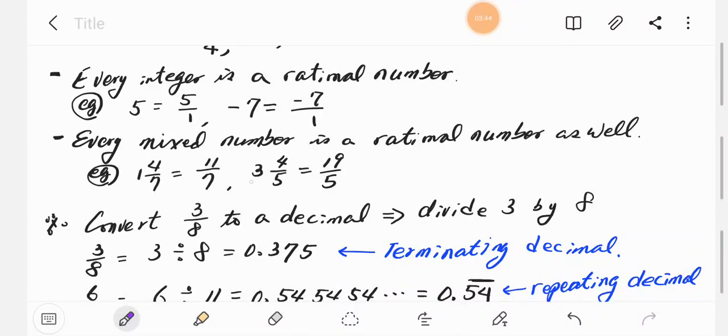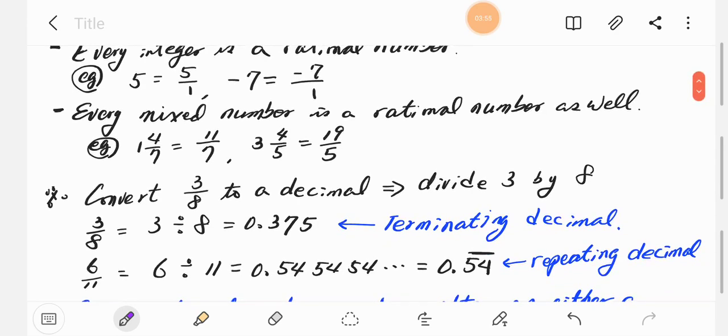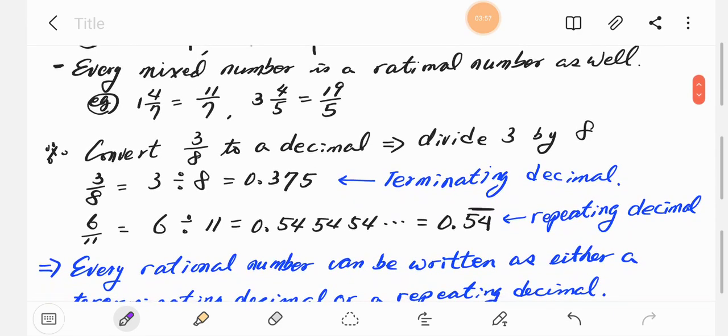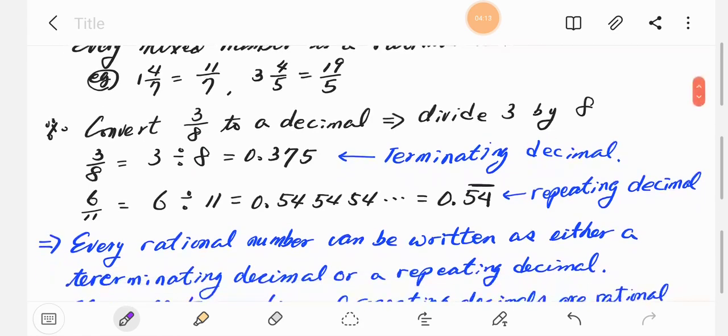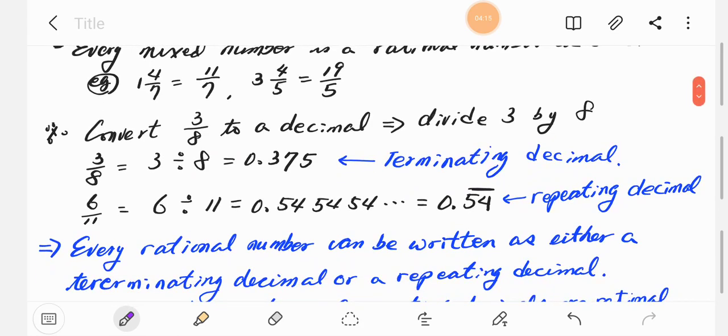3 and 4/5 is also a rational number, because you can write it as a fraction. How about 3/8? 3/8 is a fraction, so yes, it is a rational number. Then a rational number is either a terminating decimal or a repeating decimal.